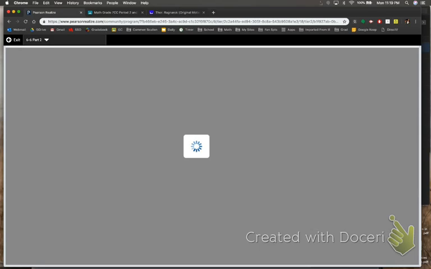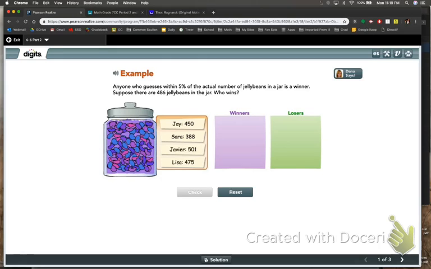So far the lesson is about 5 minutes long without interruptions. But we'll take a look at what this says right here. Take a moment to read what the problem says. Anyone who guesses within 5% of the actual number of jelly beans in a jar is a winner. Suppose that there are 486 jelly beans in the jar.